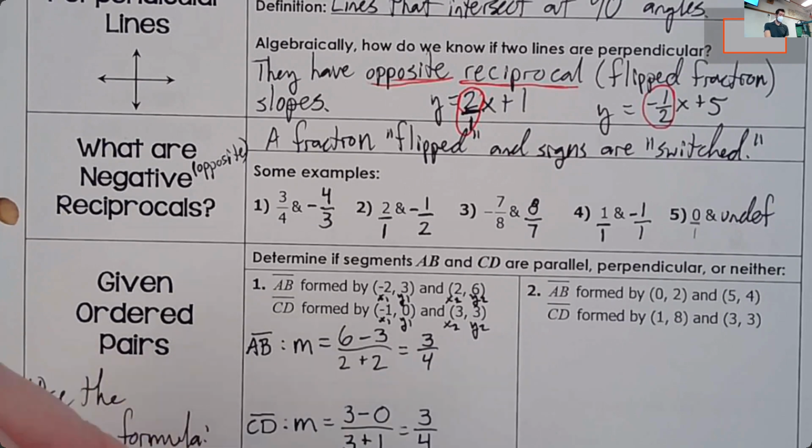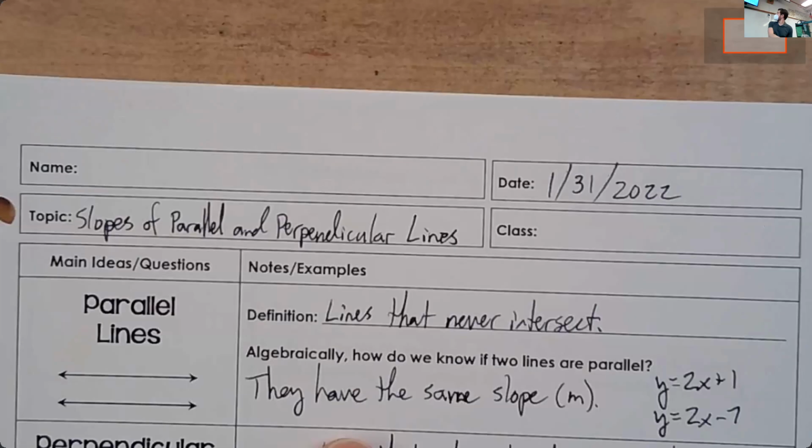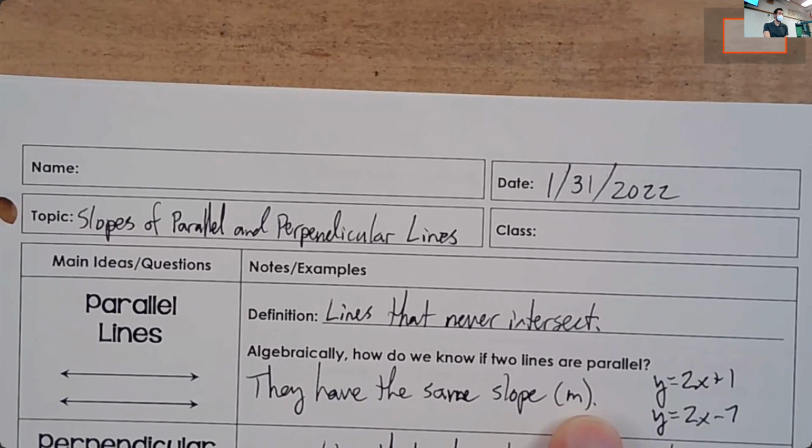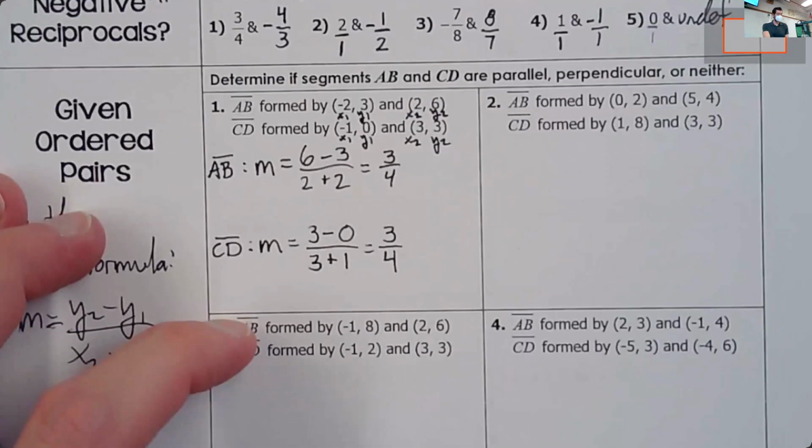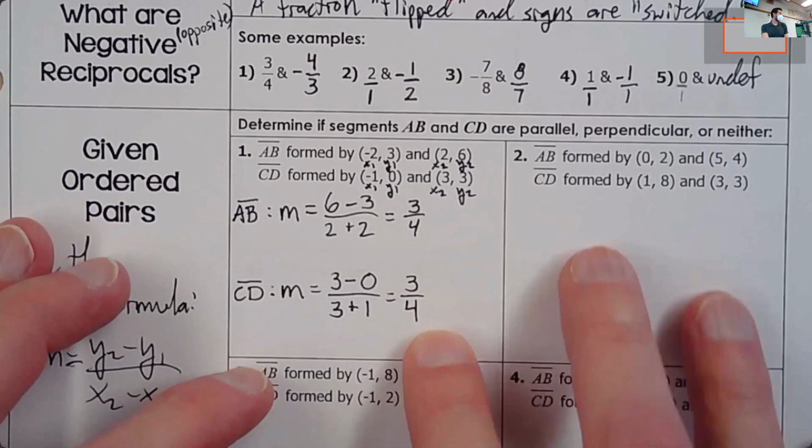And what do we know about parallel lines? Parallel lines have the same slope. Exactly. So I definitely agree with your assessment there, that because the slopes are the same, 3/4, 3/4, those lines have to be parallel.